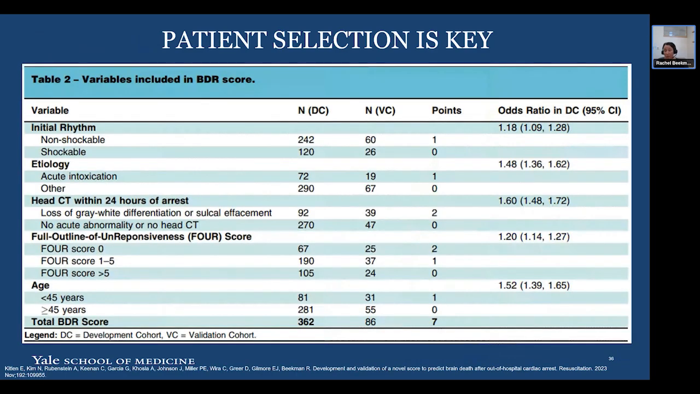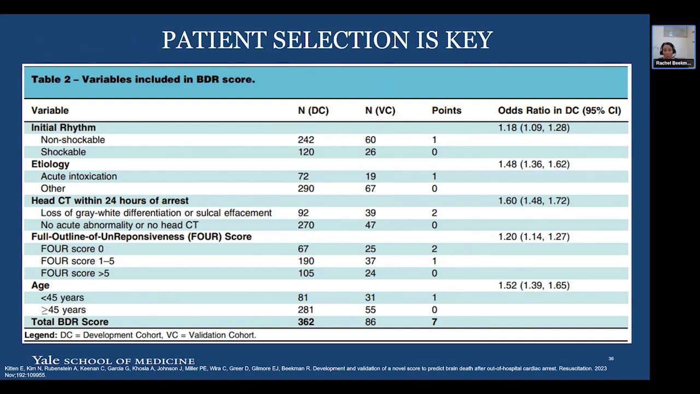Prior to identifying the just right group, we also need to identify those who are the least likely to benefit from hypothermia. Scores like the brain death risk score may help to standardize objective exclusion criterion. This score ranges from 0 to 7 and includes 5 variables to predict brain death, a definitively poor outcome, which is unmarred by withdrawal of life-sustaining therapy.